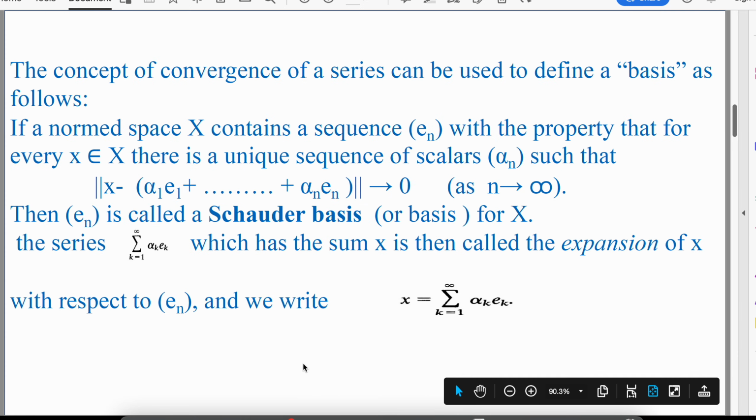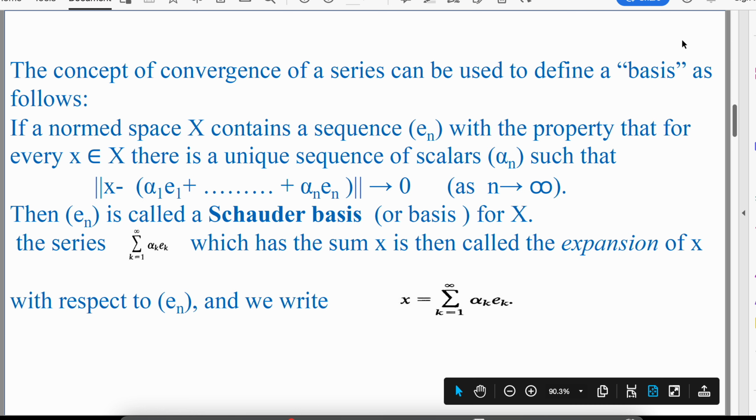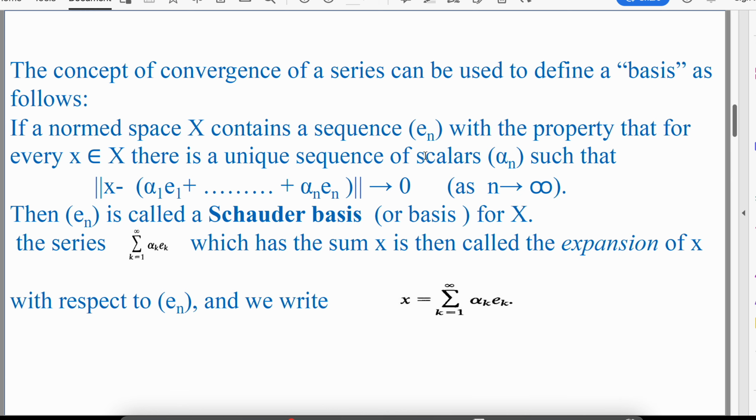The concept of convergence of a series can be used to define bases also. In previous lecture we have studied in detail about bases. So if a norm space X contains a sequence en with the property that for every x belonging to X there is a unique sequence of scalars alpha n such that norm of x minus (alpha 1 e1 plus alpha 2 e2 plus ... plus alpha n en) tends to 0 as n tends to infinity, then this en is called a Schauder basis or simply a basis for X.